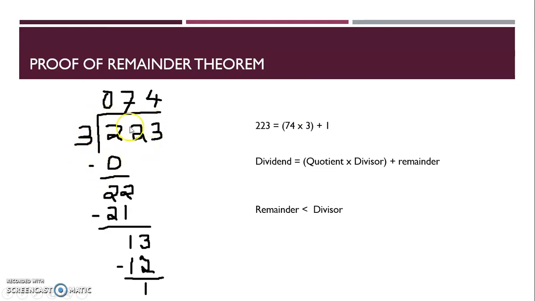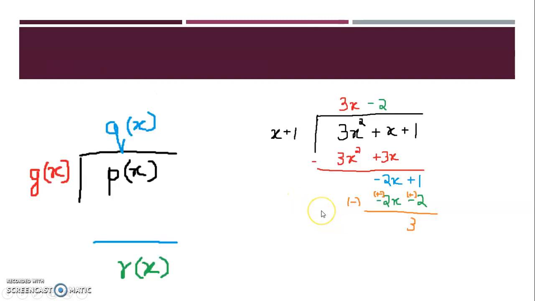We have learned the division of numbers. We have the dividend, divisor, quotient and remainder. And we know that the dividend is quotient into divisor plus remainder. That is, 223 is 74 times 3 plus the remainder. And we know that we stop the process when all the numbers in the dividend are used up and when the remainder is less than the divisor.